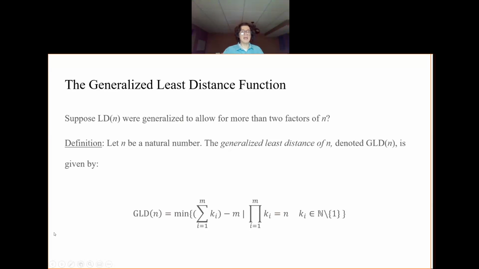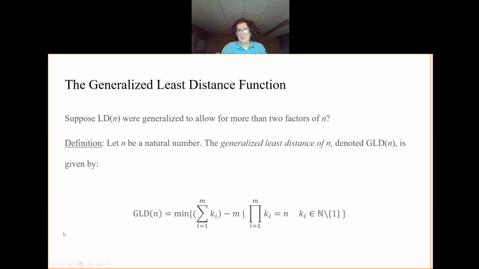Now we suppose that the LD function were generalized to allow for more than 2 factors of n. So we take the number 24, for example. Could be represented by a 3 by 8 rectangle, a 2 by 2 by 6 cube, or a 2 by 2 by 2 by 3 four-dimensional prism. So in this case, when choosing the so-called m-dimensional prism of least distance, we use the GLD function, the generalized least distance of m, which is given by the following equation.